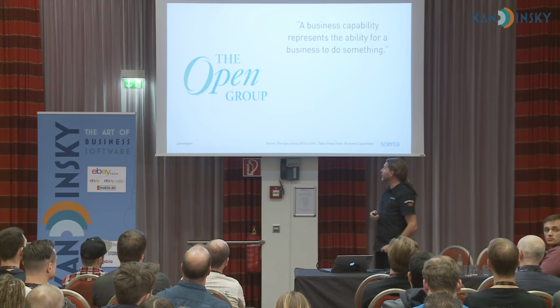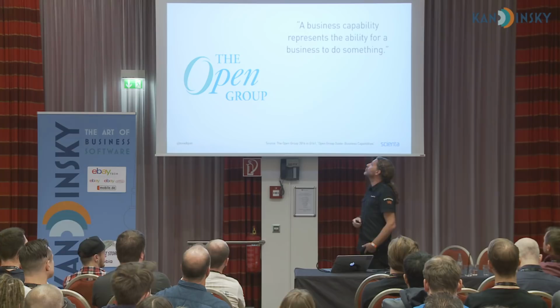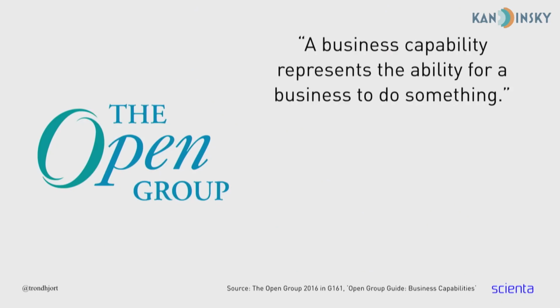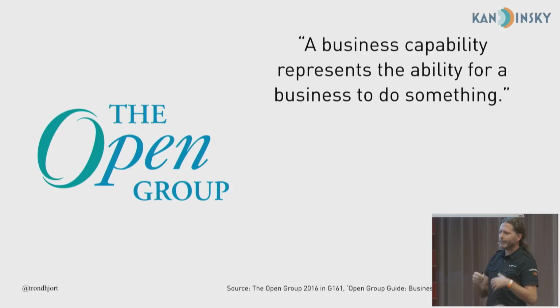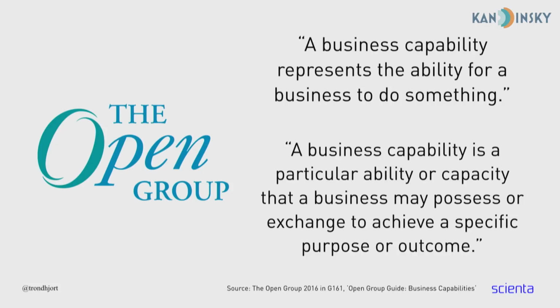And there are some quotes from a quite recent paper from 2016 where somebody clearly saw the other use of capabilities. A business capability represents the ability for a business to do something. Quite vague, but still. You see, it's not a thing anymore. And it's not a function, it's an ability to do something, right? Another quote, a business capability is a particular ability or capacity that a business may possess or change to achieve a specific purpose or outcome. It's based on outcomes, by the way, right? Not outputs, which is good.